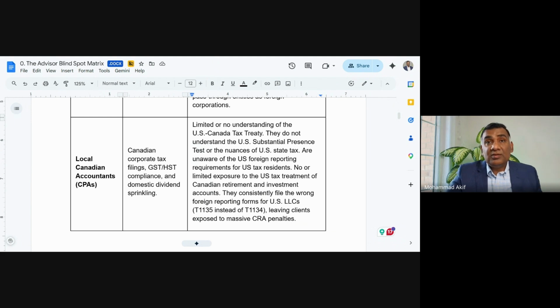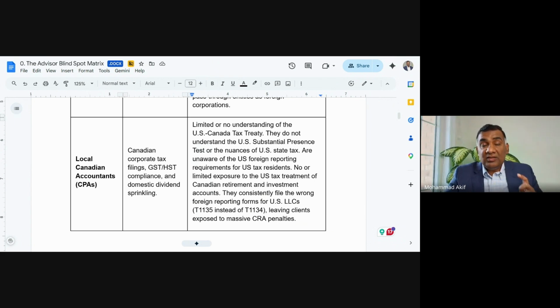All right. Local Canadian accountants don't know where to report the US LLC. Majority of them will report them on T1135, missing the whole point of T1134. There's a separate form that needs to be filed. They don't understand the tax treaty benefits, the Canadian US tax treaty benefits. They do not understand the substantial presence rules on the US side. They have no idea how the reporting will be. So these are all the problems a Canadian goes through.